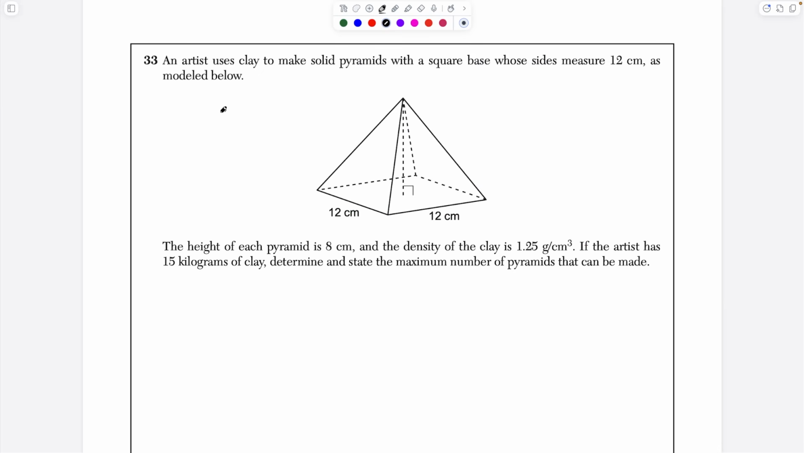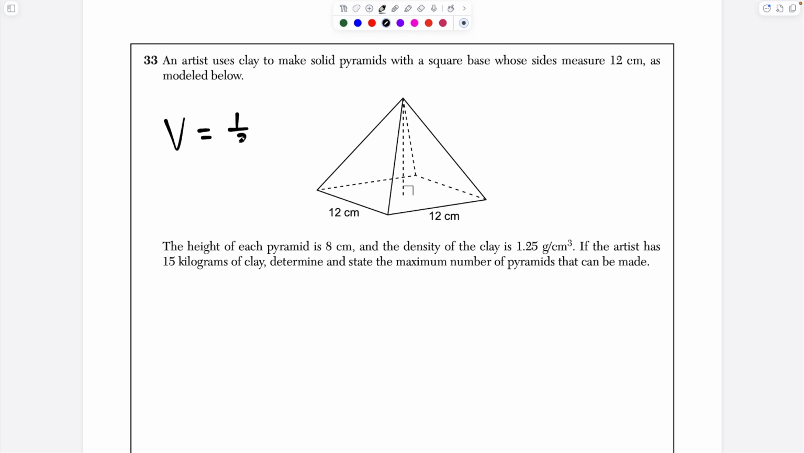Question 33: An artist uses clay to make solid pyramids with a square base whose sides measure 12 centimeters as modeled below. The height of each pyramid is 8 centimeters, and the density of the clay is 1.25 grams per cubic centimeter. If the artist has 15 kilograms of clay, determine and state the maximum number of pyramids that can be made. Okay, for this question, we have a few things going on. But first, we should find the volume of this pyramid.